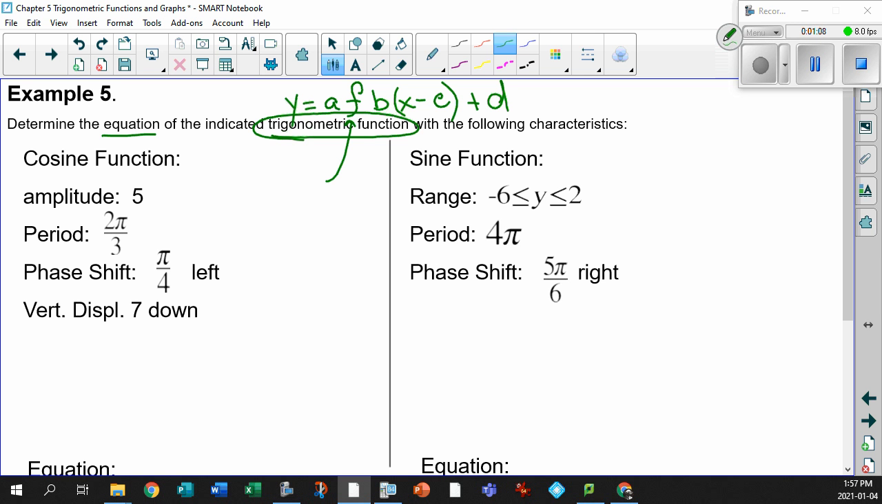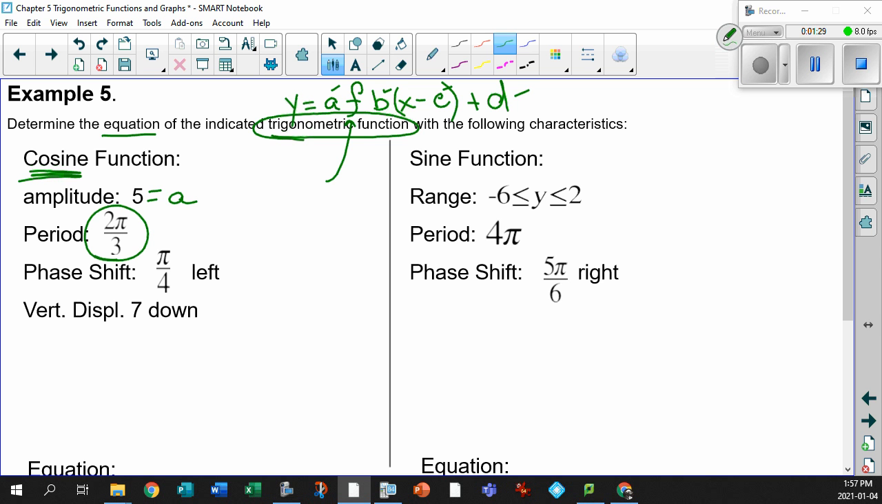Okay? All right. So the best thing to do is figure out what is your A. Figure out your B, your C, and your D. Then, as soon as you've got that, all you have to do is plug it into the equation. Okay, so look at the first one. This is a cosine function. Amplitude. Oh, well, that's easy. That's my A value. How nice. My period. Oh, we've got to figure out that beast now, don't we?